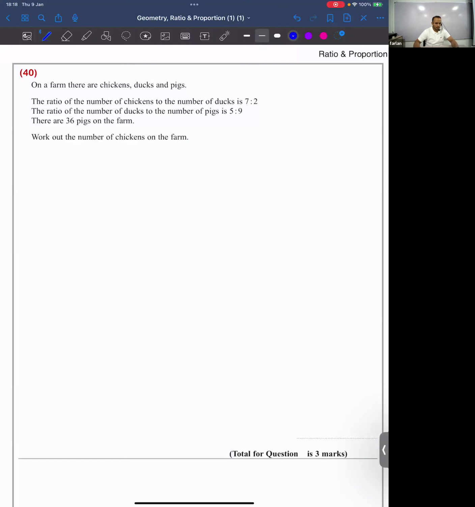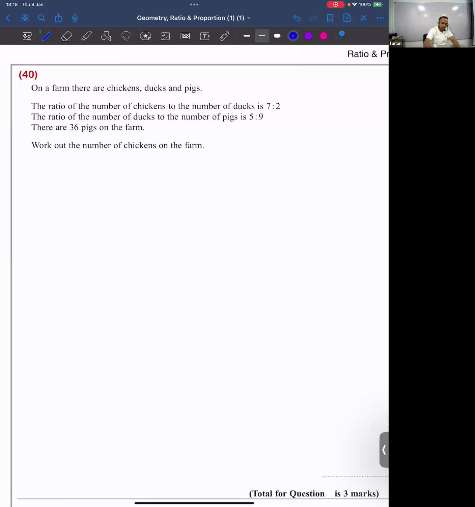Right, guys, now stop your work and look at the screen. Chickens to ducks to pigs. The ratio of the number of chickens to ducks is 7:2. Stop your work and look at the screen carefully. The ratio of ducks to pigs is 5:9.